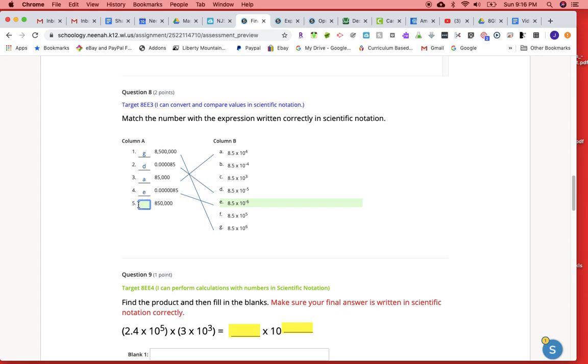And our last one, 850,000. It's a large number, so it's going to be a positive exponent. Our decimal is going to fall between the 8 and the 5, and we're moving it 5 place values. It's going to be 8.5 times 10 to the 5th power. So it'd be letter F.